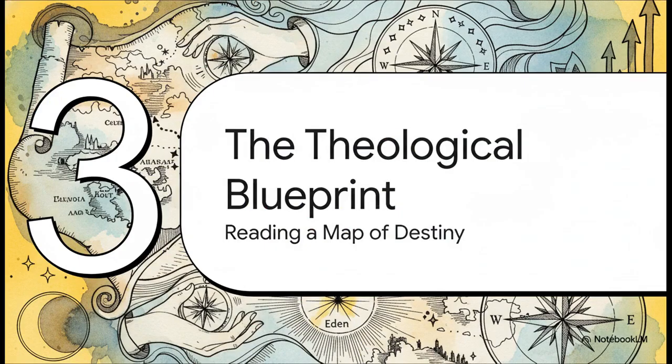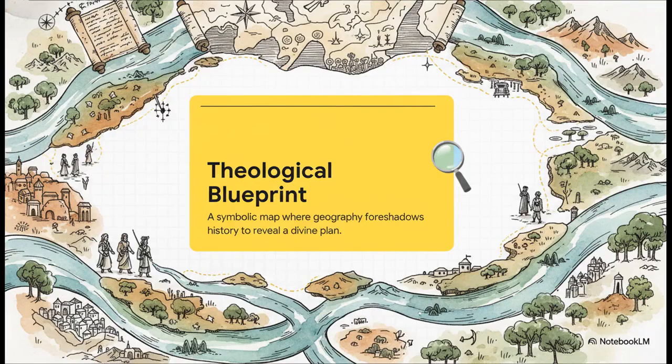So, what in the world does it mean to read this as a theological blueprint? Well, it means we're not just looking at a map, we're looking at a divine plan, where geography itself is being used to tell a much, much deeper story about history and destiny. Basically, a theological blueprint is a symbolic map where the physical layout, the rivers, the land, is designed to prefigure, to foreshadow how history is going to play out. It's not just about places, it's about a message hidden right inside the geography itself.